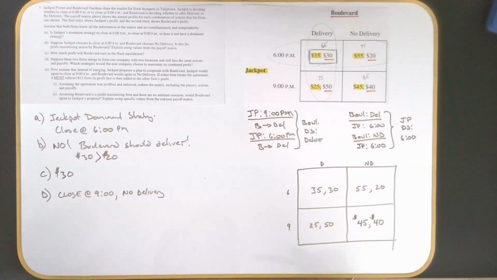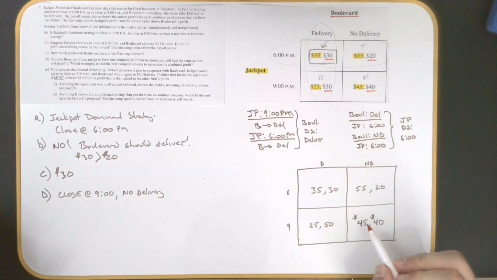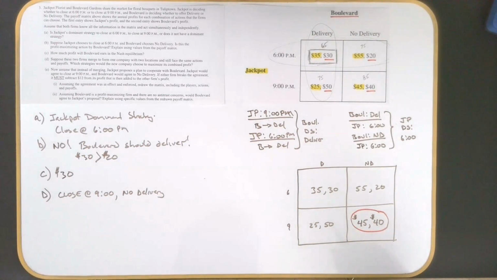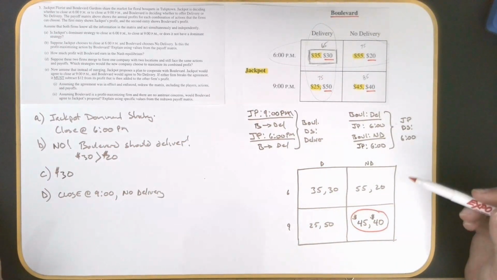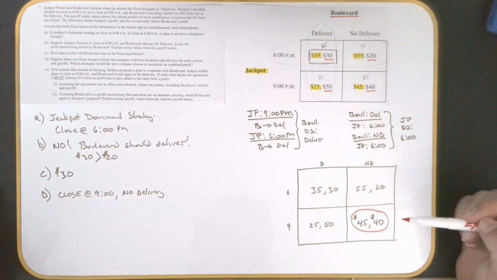And since this is the new one, I'll leave brown or black here as the original, even though these haven't changed, this is part of the agreement. So this is what we're going to do, and if you break the agreement, we ding you 12 and we add it to the other guy. Okay, so Boulevard has agreed to not deliver. So see if this makes sense.